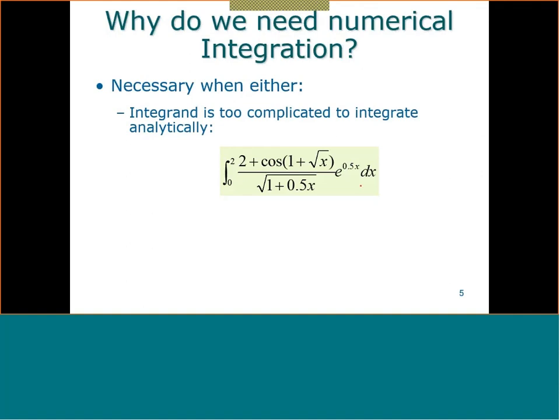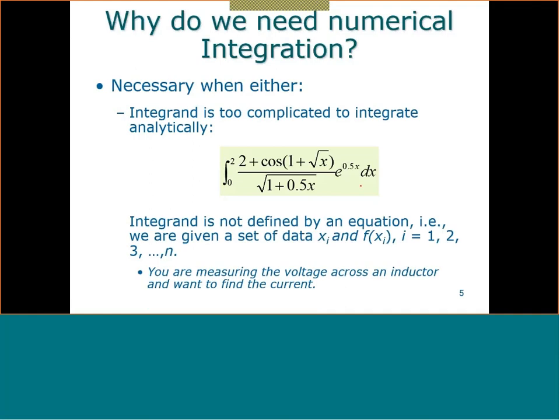So this is one reason why we need to do numerical integration: when the function is extremely hard to find a closed form solution for. Or again, you can find the integration if the relation between two variables is the integral. Like for example, if you are measuring, and we have an example about that, a voltage across an inductor, and then you want to find the current.